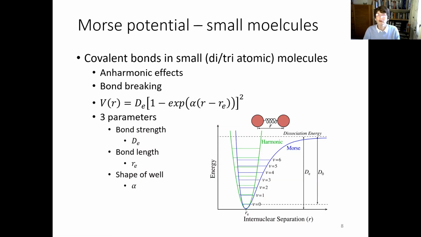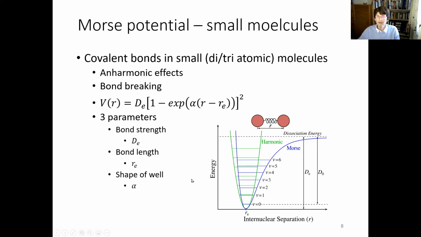Then I'm going to move on to the Morse potential. And these are really appropriate for the covalent interactions that can take place between the atoms and small molecules, typically things like nitrogen, carbon dioxide. So the main feature of this is that it's anharmonic.